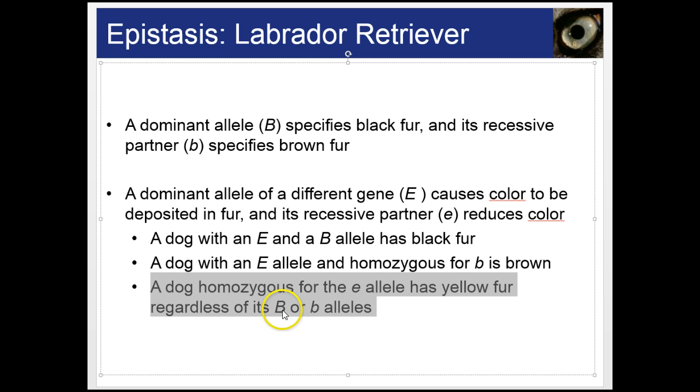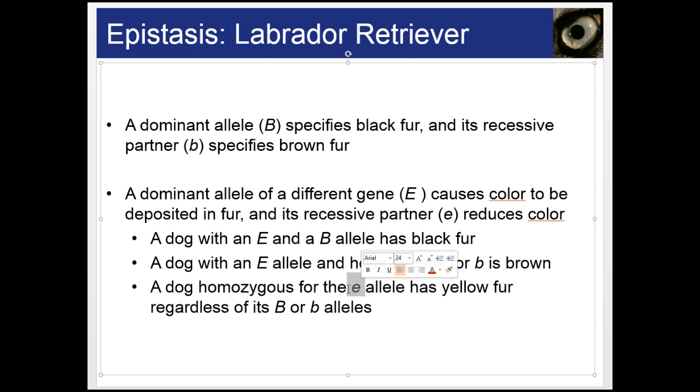Despite whether you have big B or little b, black or brown alleles, when you get the little e allele, you don't put the pigment down. So you have the yellow fur. There we go. Now I've got it right. So that's kind of an interesting example of epistasis in dogs.